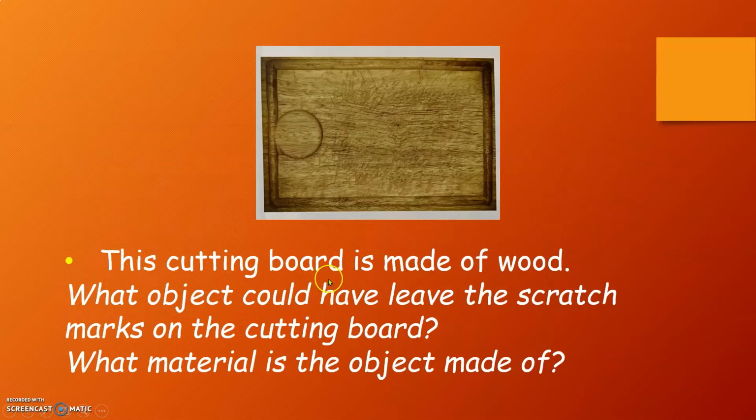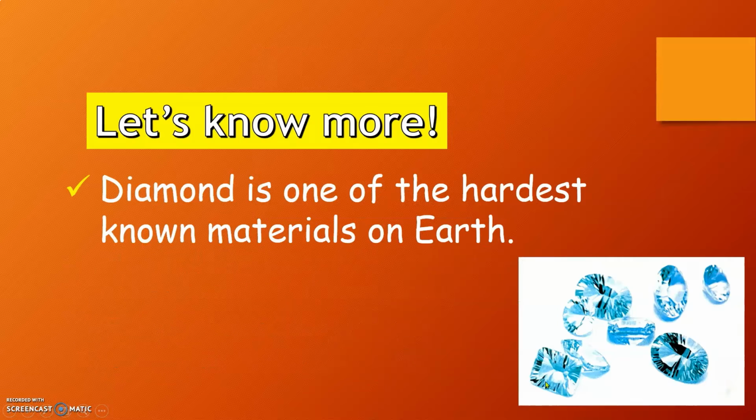This cutting board is made of wood. What object could have left the scratch marks on the cutting board? What material is the object made of? Let's know more. Diamond is one of the hardest known materials on Earth.